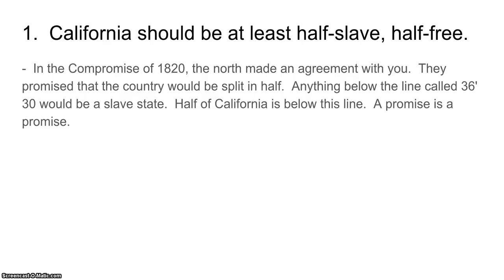They promised that the country would be split in half. Anything below a line called 36°30′ would be a slave state, and half of California is below this line. A promise is a promise. Pretty decent argument. Congress already settled this problem in the Compromise of 1820. We're just asking you to follow that compromise. Seems pretty reasonable from the South's point of view.